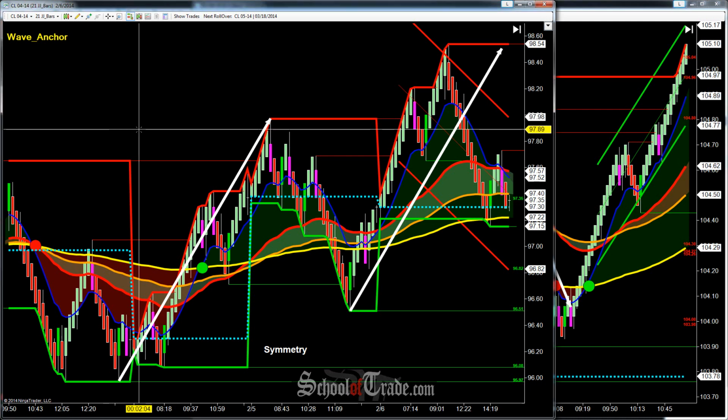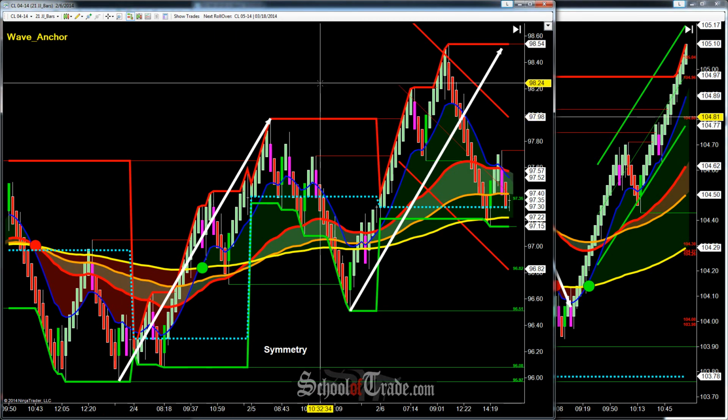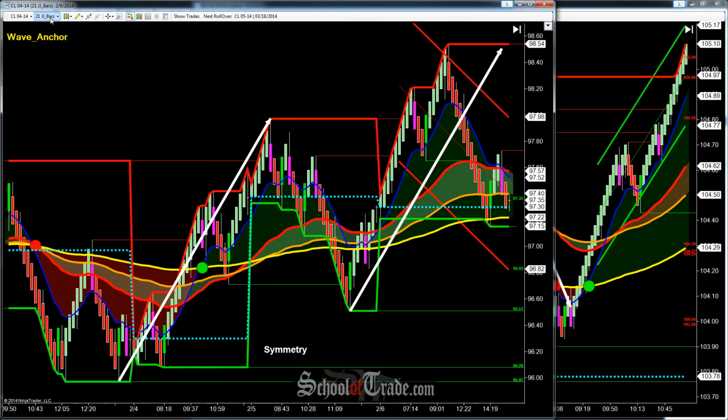So what I've got is my anchor chart here and my entry chart behind it. I'll go through a couple of examples so you can see what I'm talking about. First we'll start on the 21 JJ bar, which is just the anchor chart. It's a little more zoomed out, a bigger look at the markets. Just because you're zoomed out a little more, that doesn't mean the patterns don't still show up.